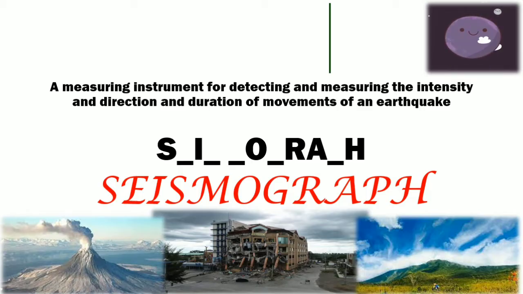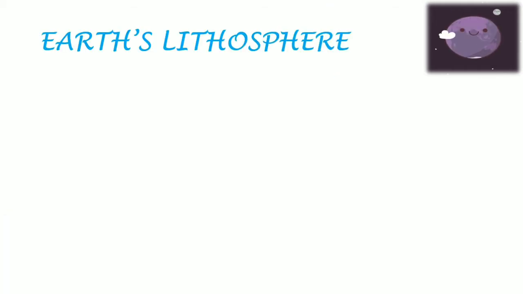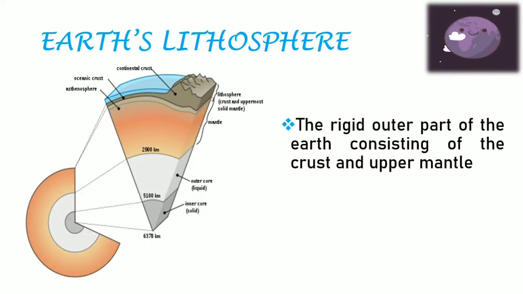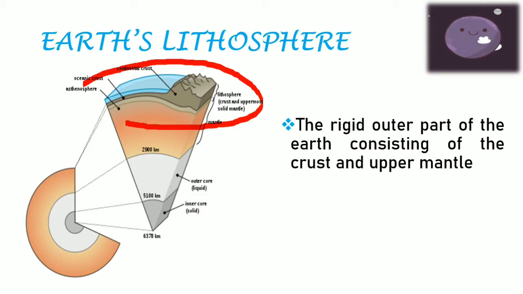Let's proceed now to our topic, the Earth's lithosphere. So what is a lithosphere? The lithosphere is the rigid outer part of the Earth consisting of the crust and upper mantle. This is where the lithosphere can be found. And when we say rigid, it means that it is somewhat hard and brittle, meaning it can easily break.